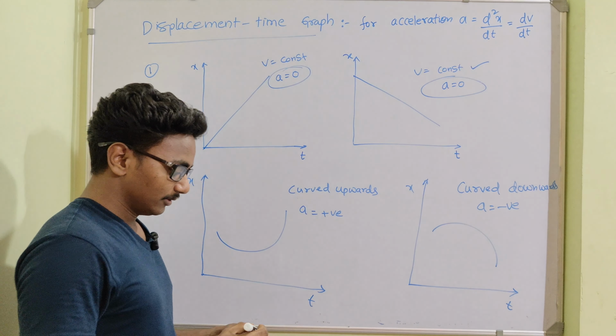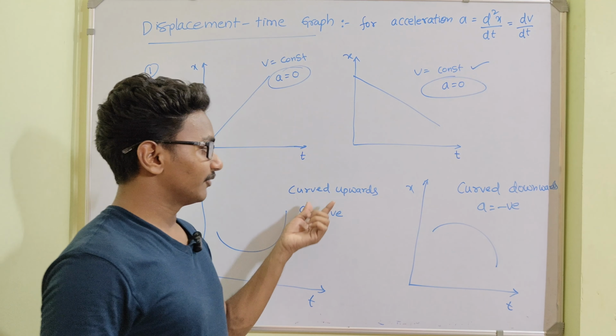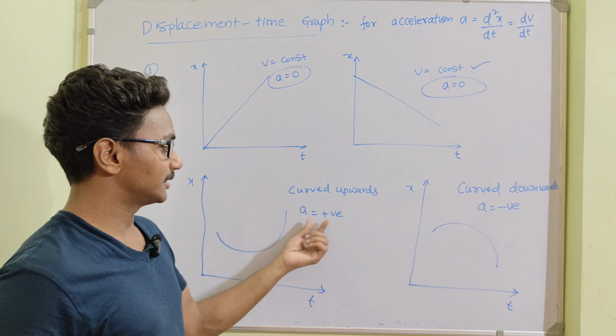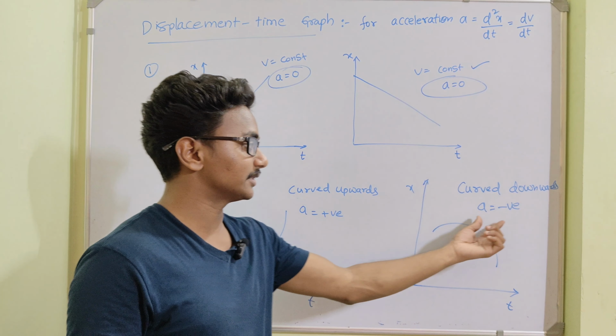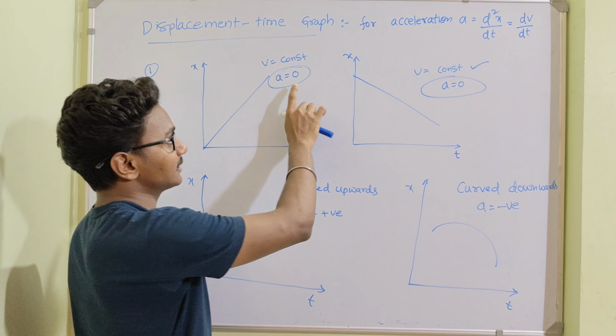Remember these two points. If it's an upward curve, then the acceleration is positive. A downward curve, acceleration is negative. If it is a straight line, then the acceleration is 0.